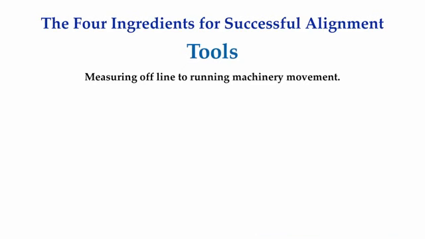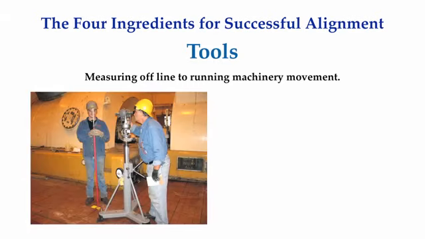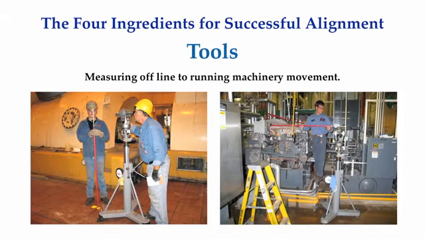The term growth implies that machinery can only move in the upward direction when, in fact, machinery can move downward, sideways, and axially. Be aware that the tools used to measure the misalignment when the machines are not running are not the same tools you would use to measure how the equipment is moving from offline to running condition.